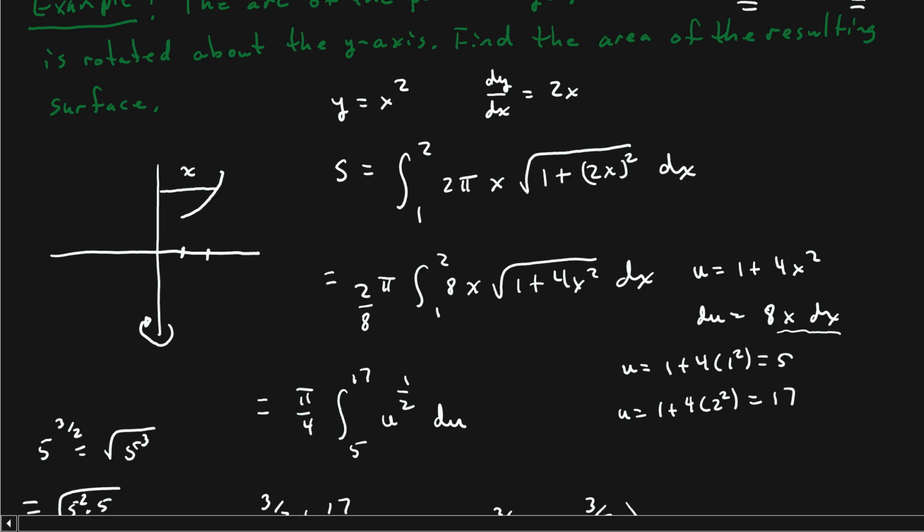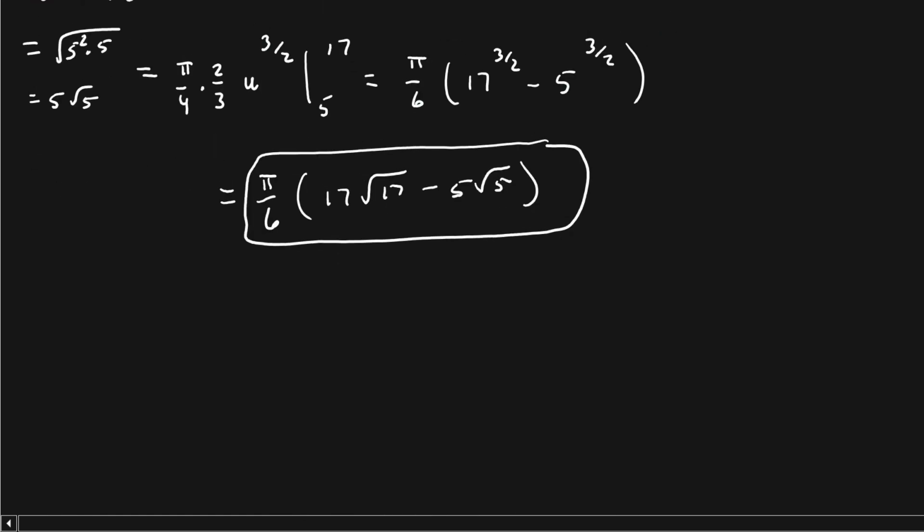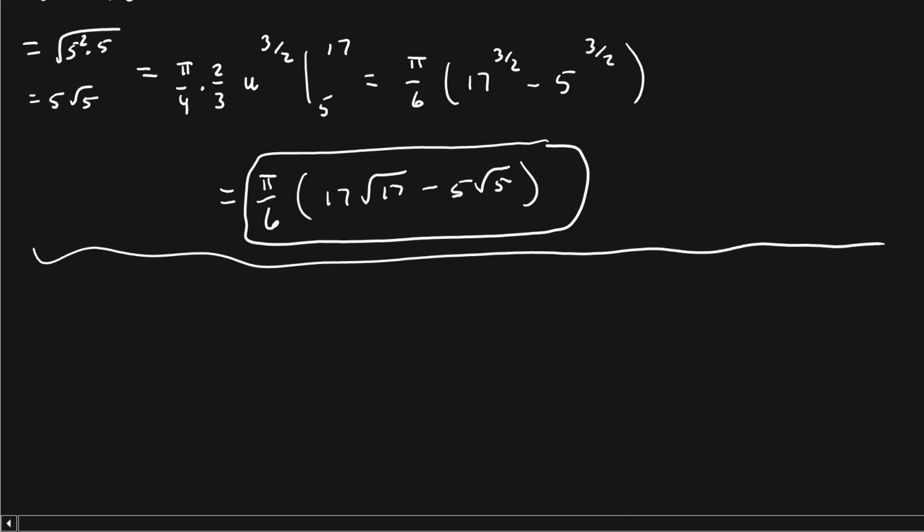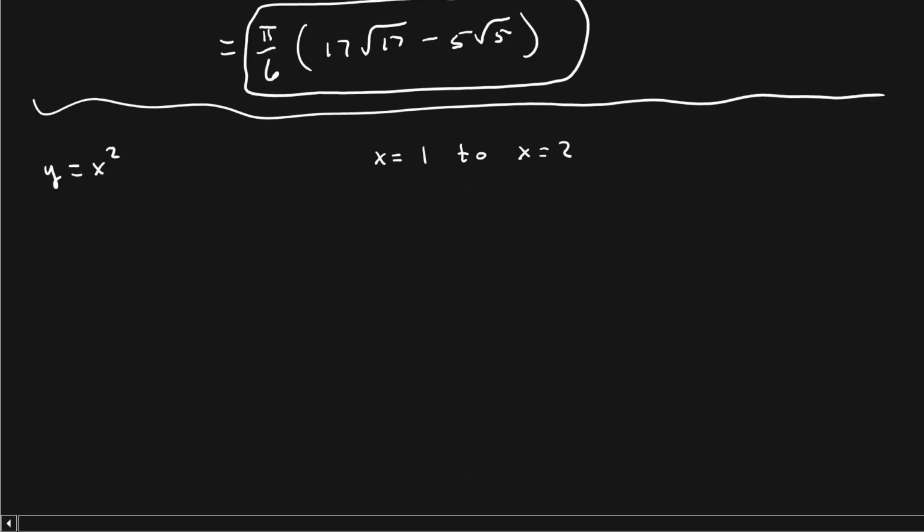All right. So that's how we can set it up, and that's probably the easiest way to do it. I don't really know because I haven't set it up the other way, but let's set it up the other way and see. So this is setup number 2. We're doing y equals x squared, and we're going from x equal 1 to x equal 2.